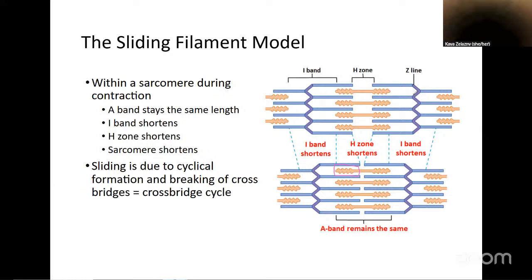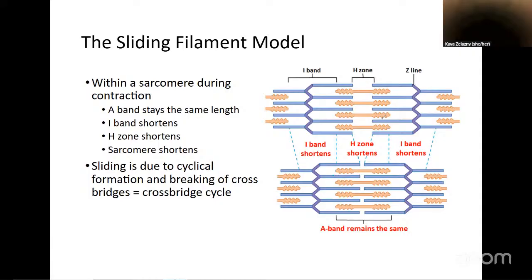So our A band was everywhere we had myosin. Myosin is the same length, so the A band stays the same length. The sarcomere as a whole is shorter because now we have more overlap within that A band. More overlap means the H zone and I band are both a little bit smaller than they were before.